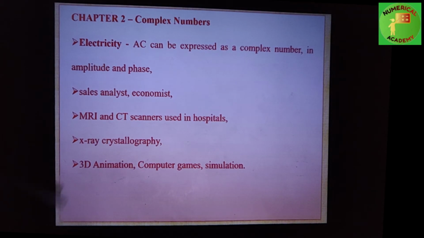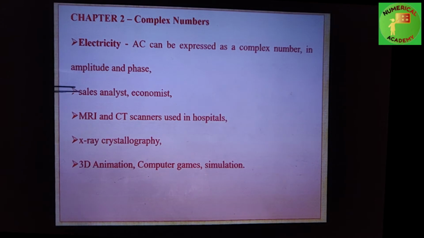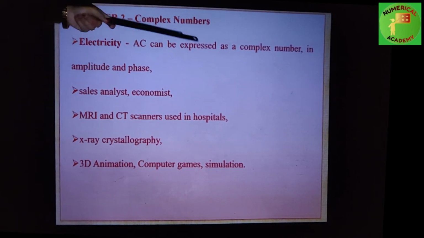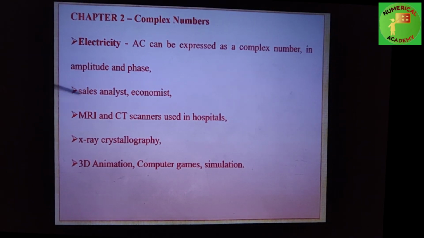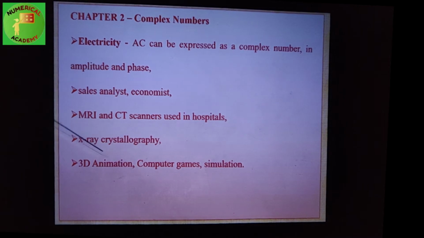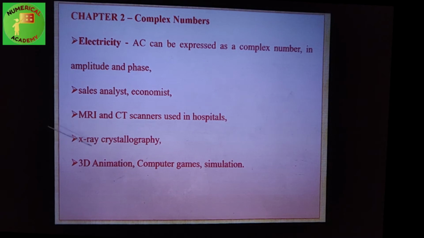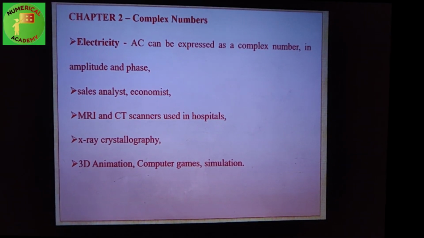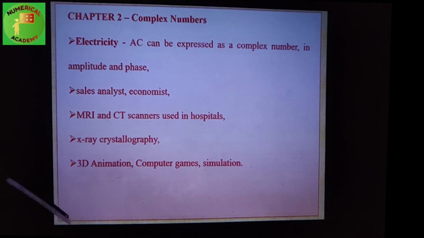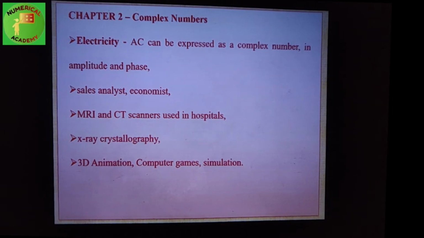The next chapter is complex numbers. It is mainly applicable in the electrical field. In AC, you can express it as a complex number in amplitude and phase. Sales analysts and economists make use of complex numbers. Then in MRI and CT scans and also in X-ray crystallography, we make use of complex numbers. Then in 3D animation, computer games and simulation, we also make use of complex numbers.